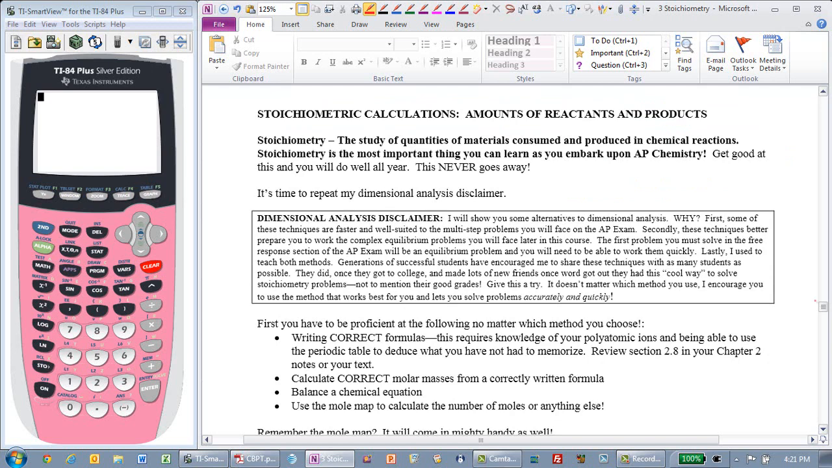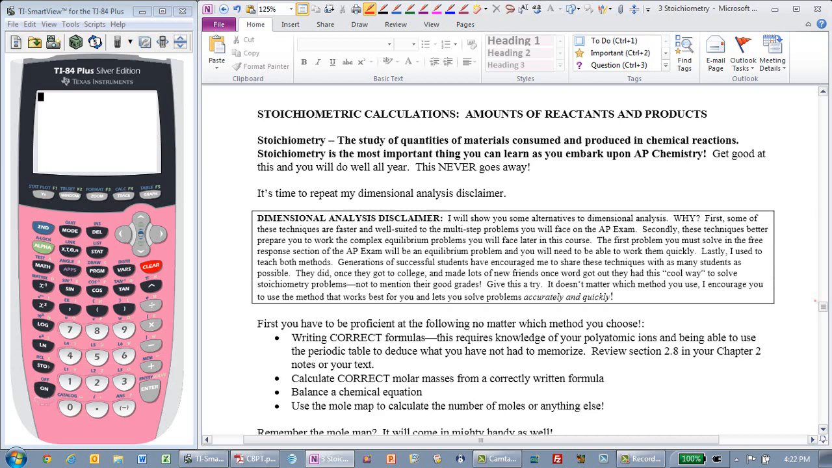All right, so now some stoichiometric calculations. It's just such a fun word. So stoichiometry is defined as the study of quantities of materials consumed and produced in chemical reactions. Stoichiometry, like I said earlier, is the most important thing that you're going to learn as you embark upon AP Chemistry. Get good at it, and you'll do well all year, because this never goes away. You're going to use it all year long. If you're going to be stubborn about it, then you're going to lose points all year long.